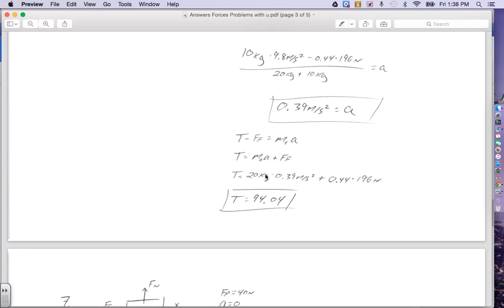My mass was 20 kilograms, acceleration we just solved for, 0.39 meters per second squared, and friction is the coefficient, 0.44, times the normal force, 196 newtons. And when I plug that into my calculator, I get 94.04 for my answer. There should be a newtons on there. I'll have to fix that. So the unit for this is newtons.